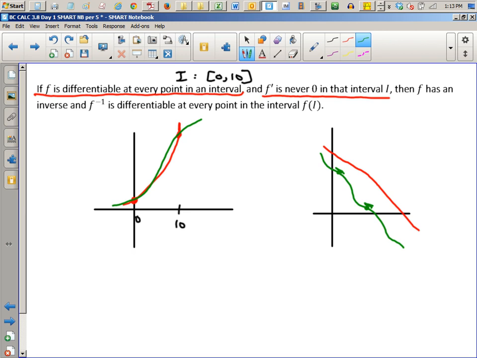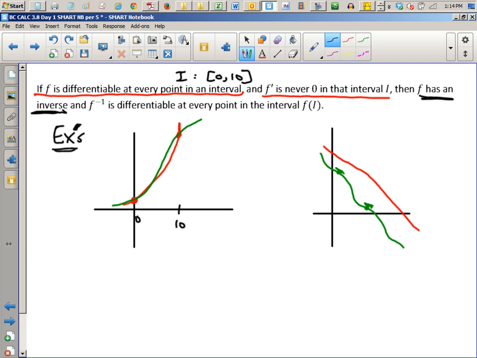Okay? Now that we've drawn some examples, let's continue reading the sentence. What is it saying? It's saying that f has an inverse. F has an inverse. I thought the rule for inverses was that f had to be 1 to 1. Do you guys remember that phrase from your pre-calc days? If a function is 1 to 1, then it has an inverse. Raise your hand if you remember that phrase, 1 to 1.